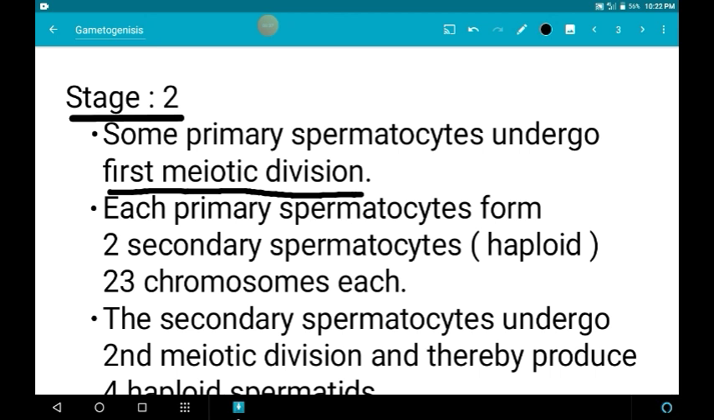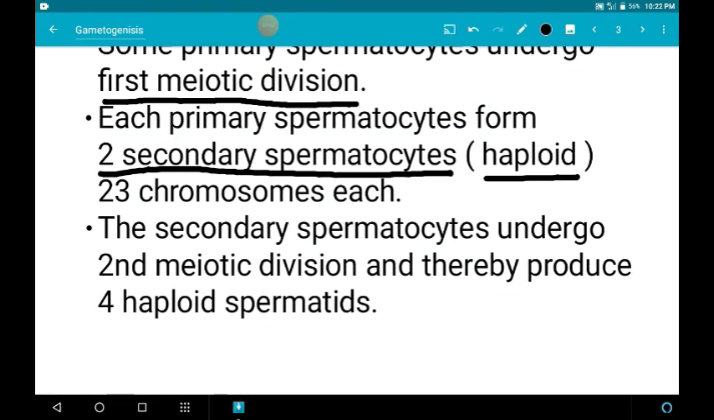Thereby each primary spermatocyte forms two secondary spermatocytes. These secondary spermatocytes are haploid in nature, that means they possess only 23 chromosomes each. Then the secondary spermatocytes undergo the second meiotic division, thereby producing 4 haploid spermatids. So a single primary spermatocyte gives rise to 4 haploid spermatids at the end of this stage.